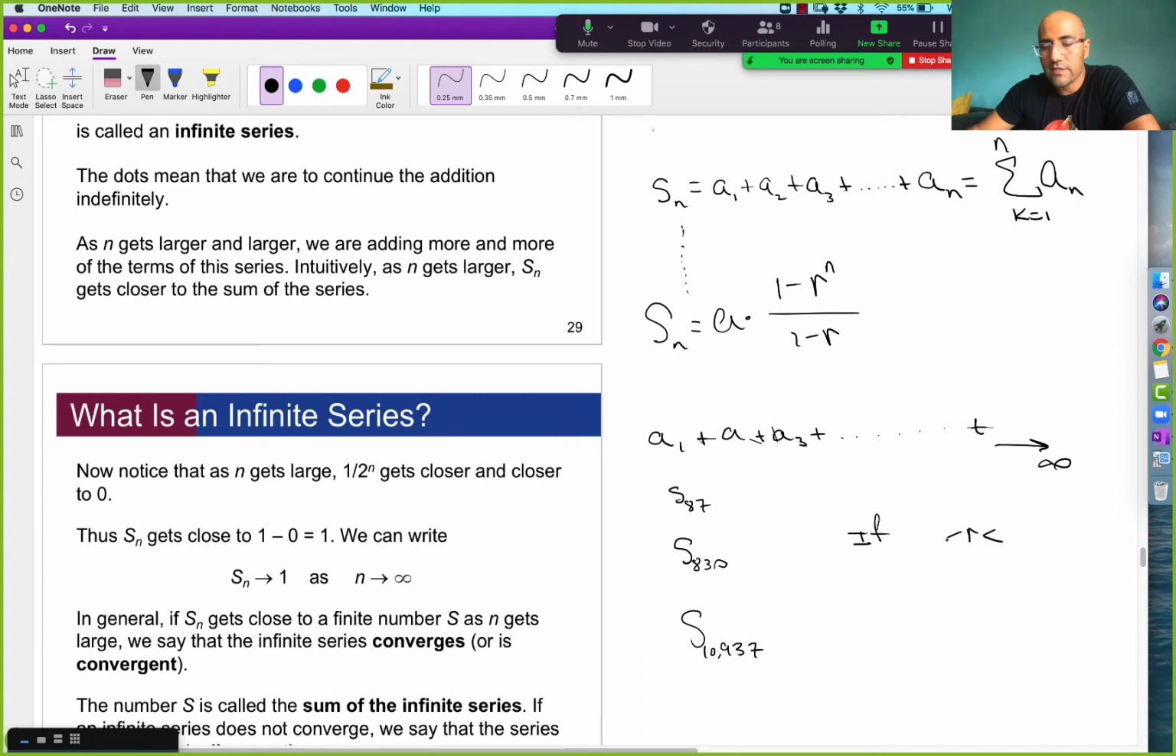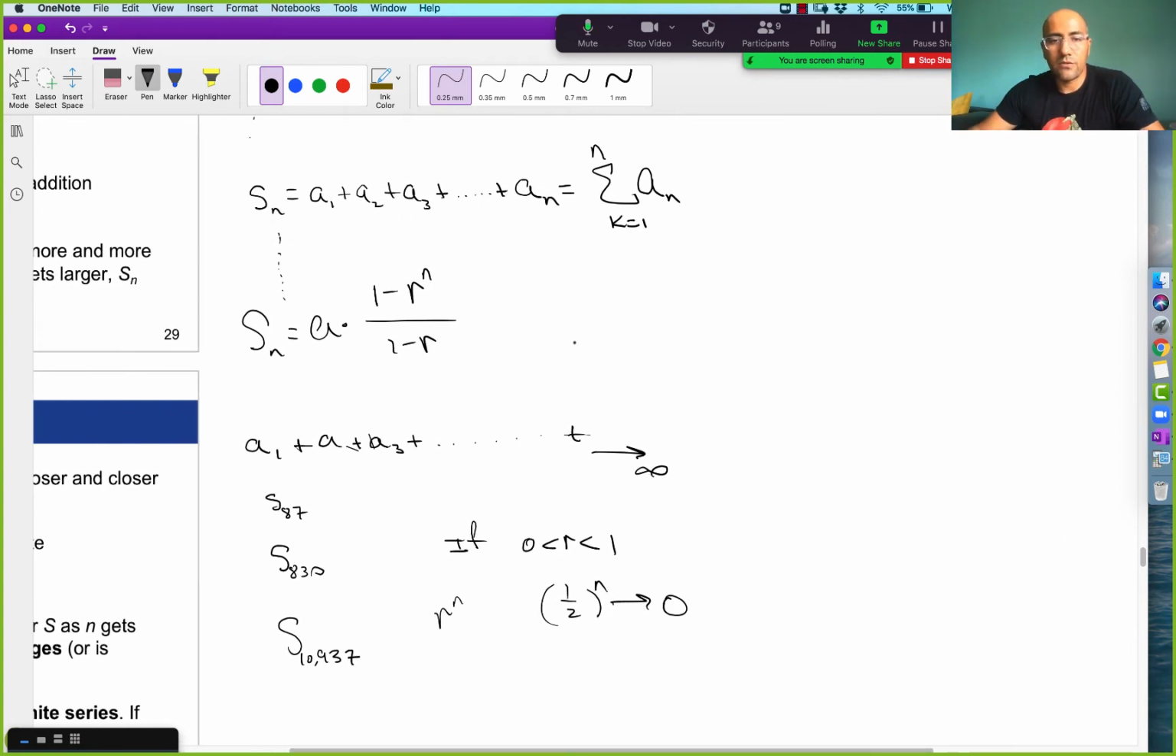So if r is a decimal value between 0 and 1, I don't know, say 1/2 for example, and we take r to the power of n, then maybe like 1/2 to the power of n. As these exponents get larger and larger, then this will get closer and closer to 0, right? As long as that r value is a value between -1 and 1. Right? This is all connected to an exponential number.